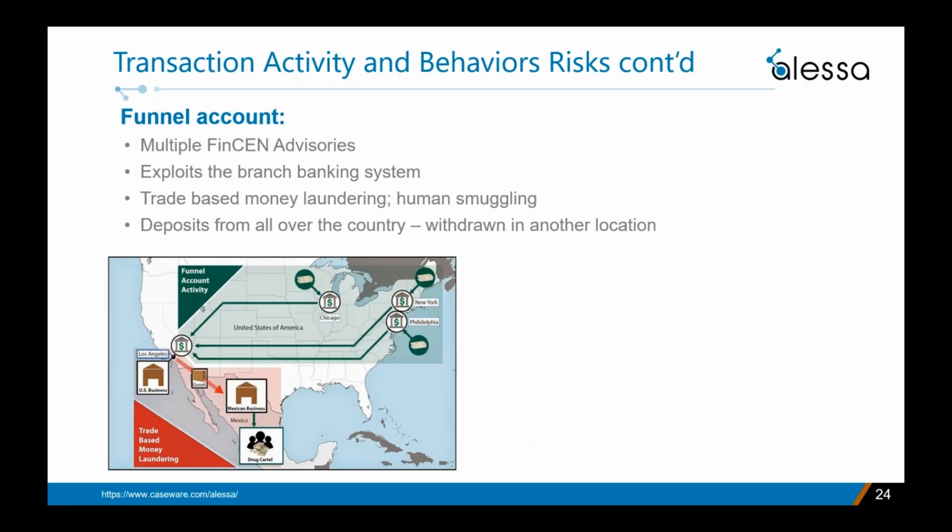The next one I want to talk about is something called a funnel account. Now, this is a money laundering method that's been around for a few years now, but it continues to grow. So much so, in fact, that FinCEN has issued 3 separate advisories relating to funnel account use. So what is a funnel account? Well, it's an ordinary account that's used to launder money by exploiting the branch networks of financial institutions. So illegal funds are deposited into the account at one or more locations by money mules, and then the criminals withdraw the money from a different geographic location.